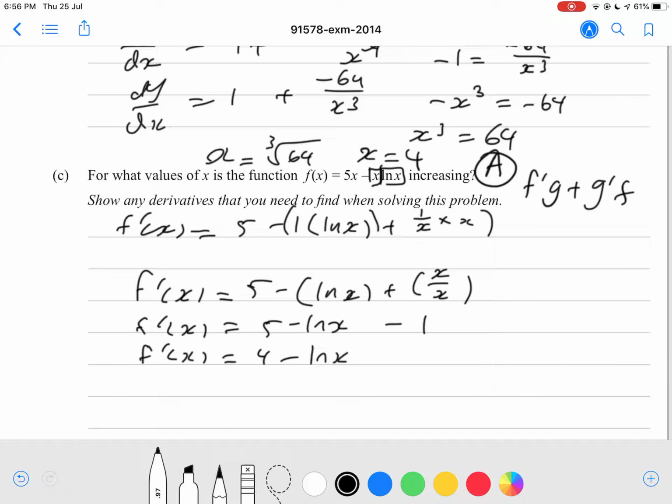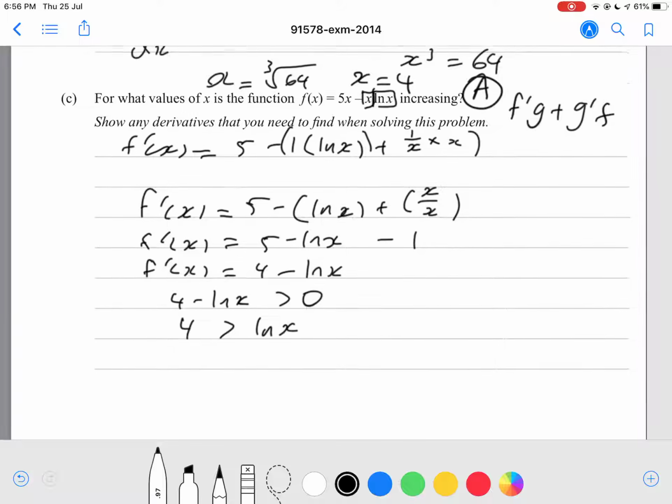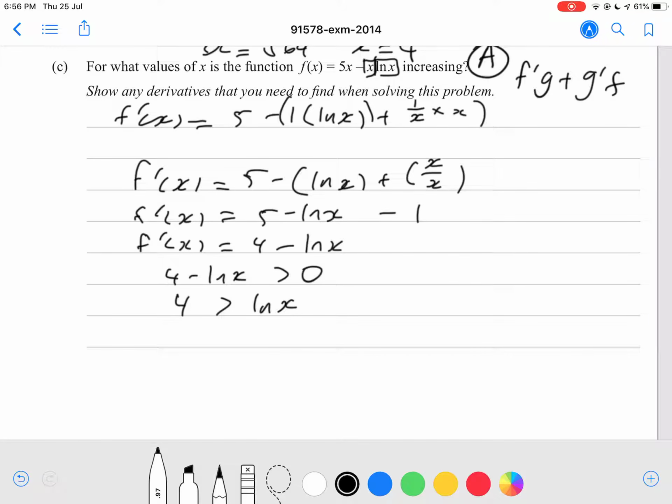So when is it increasing? That's when the gradient is positive. So therefore, f dash of x is more than 0. So 4 minus ln of x is more than 0. Alright, so if we move the negative ln x to the other side, it becomes 4 is greater than ln of x. Now we need to move the ln to the other side. If I move the ln to the other side, it becomes e to the power of 4 is greater than x.